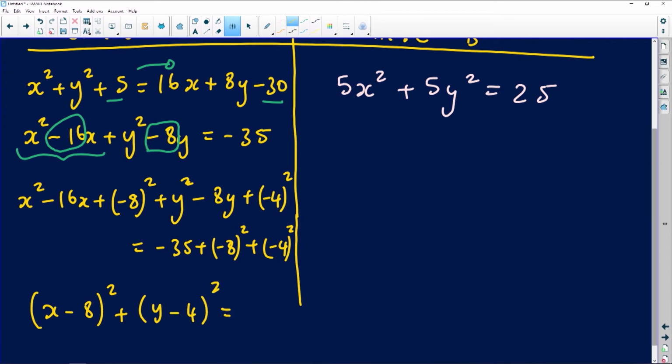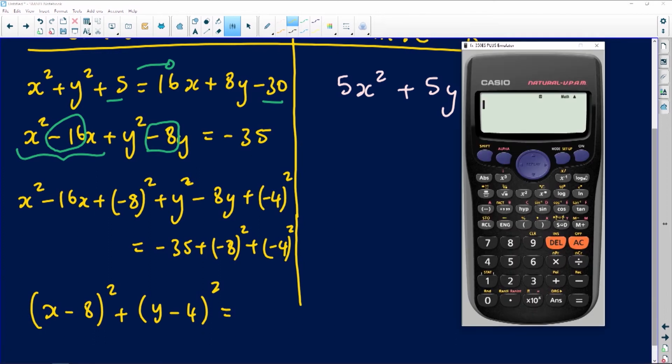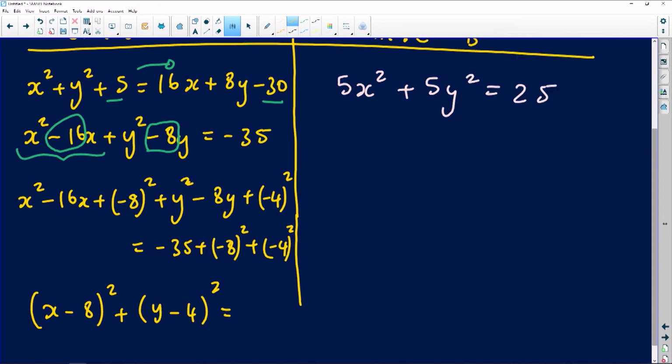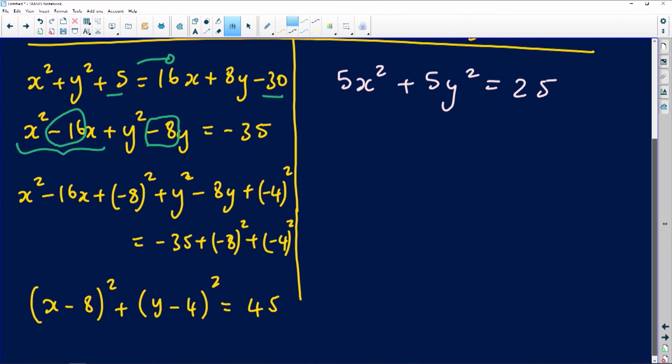Now, on the right-hand side, I just have numbers. So I'm going to call on my calculator and work it out. What is negative 35 added with negative 8 squared added with negative 4 squared? What you get when you do this, you simply end up with a value of 45, right? So this is as far as this circle is actually taking me.